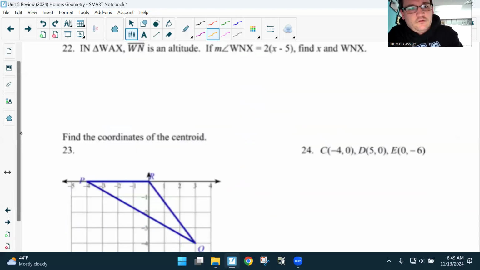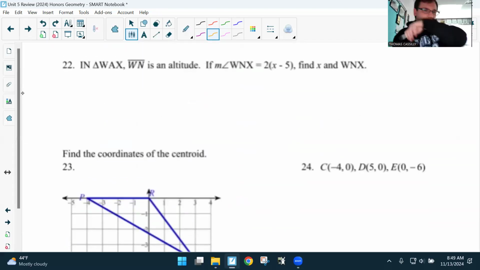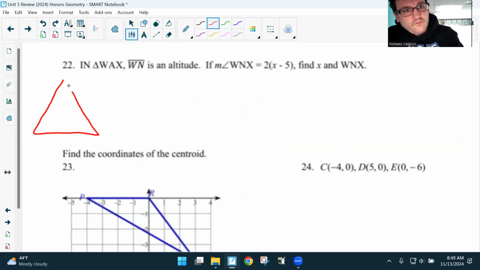All right, so I think these are the last three on this page. So triangle WAX. Let me try that again. How about this WAX? There's your triangle WAX.